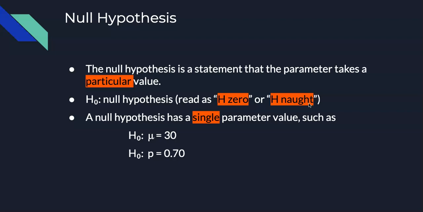So this is how you write the null hypothesis with symbols, and in our class it's always going to be mu equals or p equals, okay? Mu for population mean and little p for population proportion. Never put x bar or p hat when you're writing the null hypothesis. We are assuming that these are the population parameters in our null hypothesis, okay?